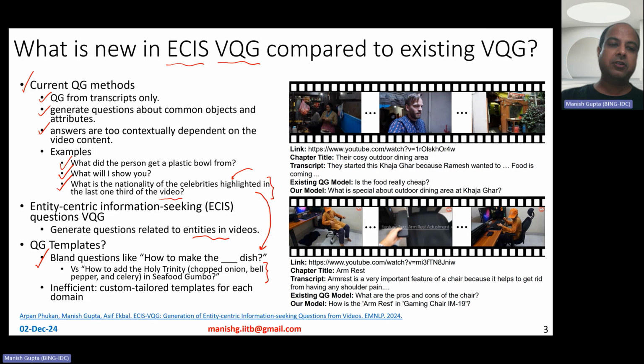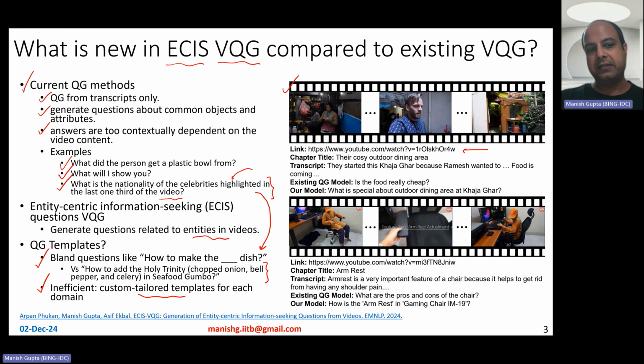Another reason for not using templates is that they are inefficient. If you are working in a particular domain, you can use templates of that domain. But if you change the domain, then you have to custom tailor these templates for generating questions in that domain. If you look at the right side, here is a video. Of course, there's a link to the video as well. You can click there or look at it later.